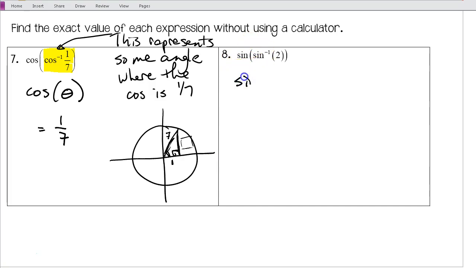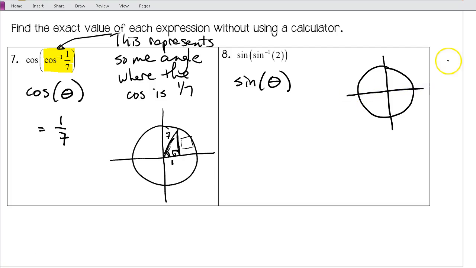And again, I've got the sine of some angle. So here's my unit circle. Sine is opposite over hypotenuse. So what I've got here is a triangle where the opposite side is 2 and the hypotenuse is 1, because this is really 2/1. So let's take a look at what's going on here. I've got the hypotenuse of a triangle is 1, but the opposite side is 2.